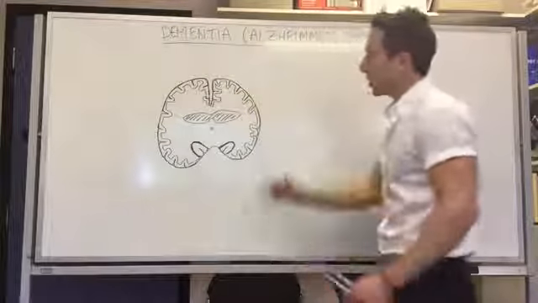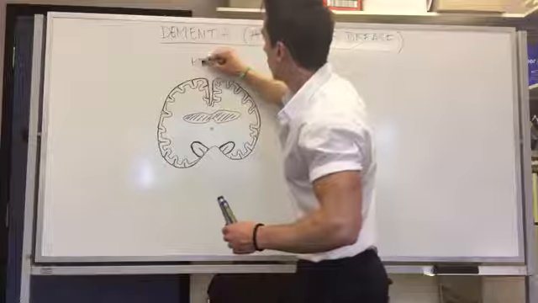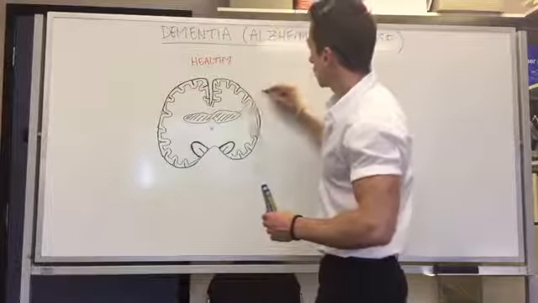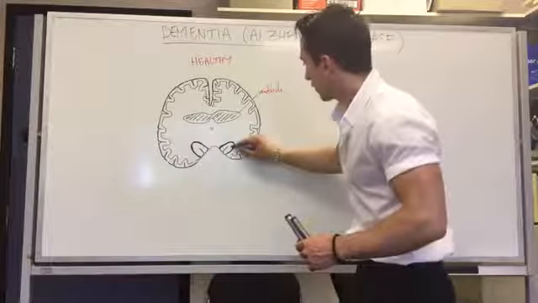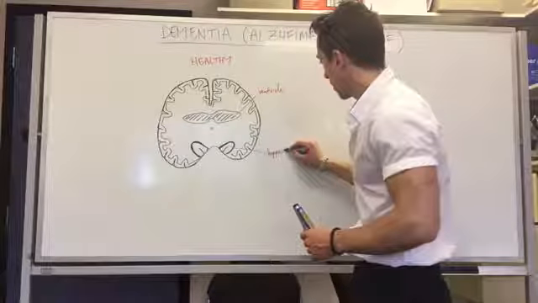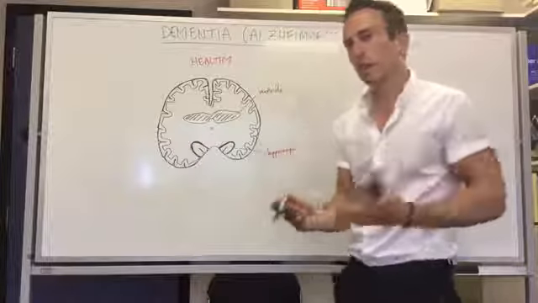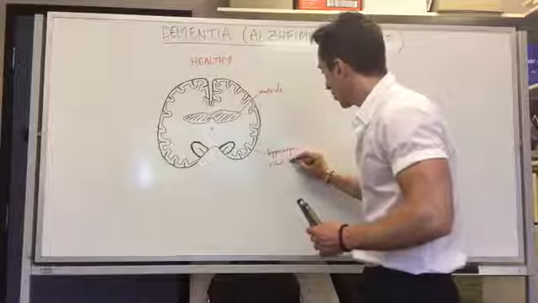So, for example, you have ventricles. So this is a healthy brain. You have ventricles, which are of a particular size. Okay. You have hippocampus or hippocampi. Now, hippocampus do a number of different functions, one of which is, I'll write down here, short-term memory storage.